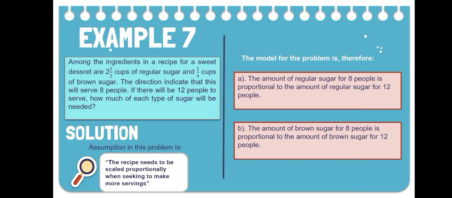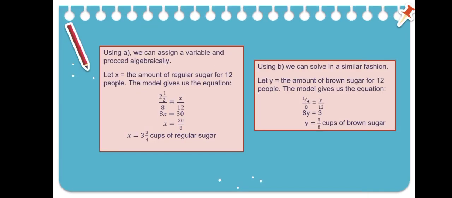So the model for the problem is, for A, the amount of regular sugar per 8 people is proportional to the amount of regular sugar per 12 people. And B, the amount of brown sugar per 8 people is proportional to the amount of brown sugar per 12 people. So using A, we can assign a variable and proceed algebraically. Let x be the amount of regular sugar per 12 people, and then the model gives us the equation 2.5 divided by 8 is equal to x divided by 12.